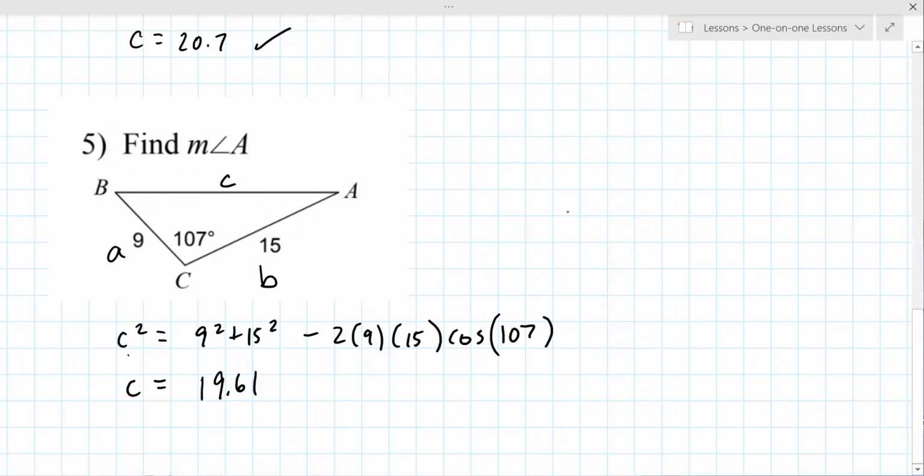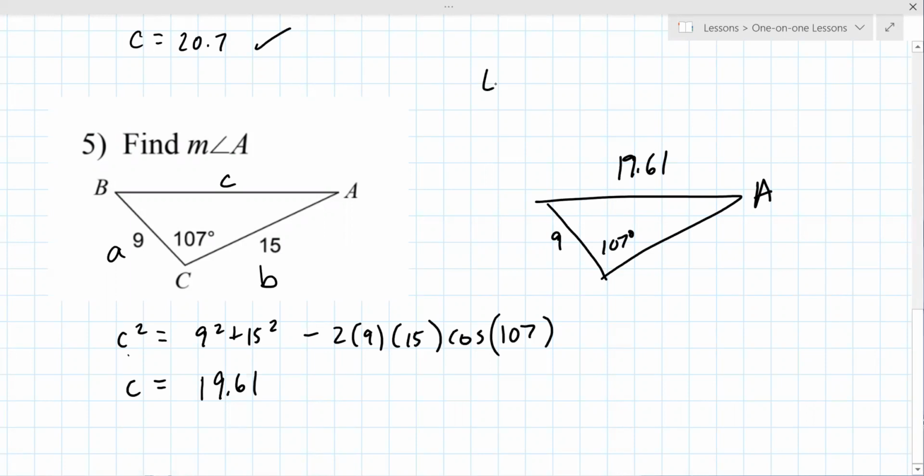Now, if I draw the triangle again, 19.61, 107 degrees. Do you see I have a side and an angle across from the side? We want to find angle A, and you've got the side across from the angle. So now you're going to use law of sines. You could use law of cosines, but it's not necessary. You only use law of cosines one time in any given triangle problem. Otherwise, it's just extra work. Yeah, you would never do it. But your instructor knows this.